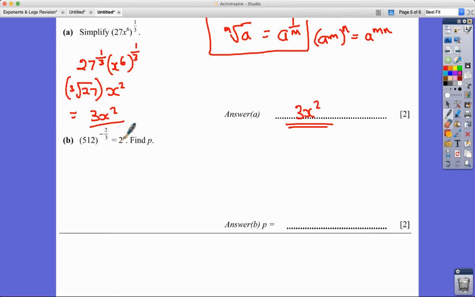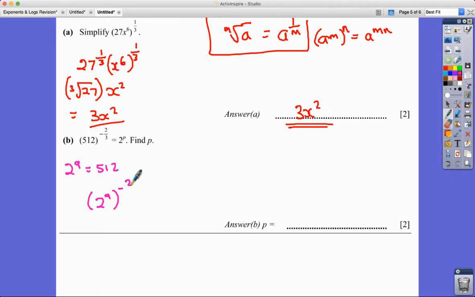It's all about base 2, so I really need to think about what 512 is as a power of 2. Let's think about this. I do have my calculator in the exam, so I could do a bit of trial and error. 2 to the power of 8 is 256, so I reckon it's 2 to the power of 9. Let's try that. Yes, okay. Using my calculator, I know that 2 to the power of 9 is 512, so I can just replace that 512 in there by 2 to the power of 9.